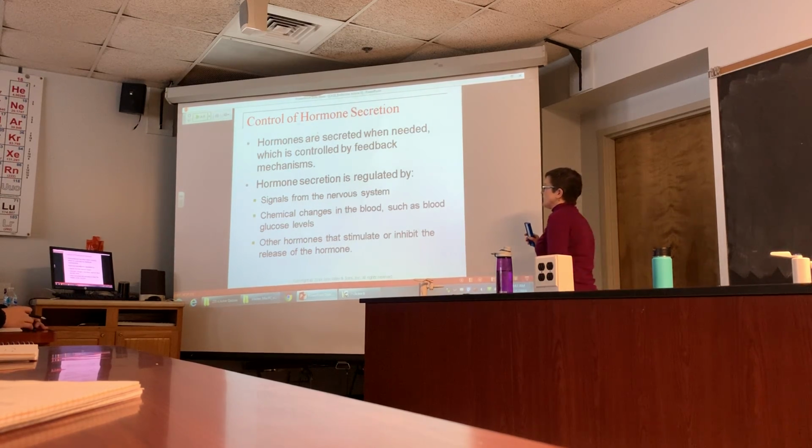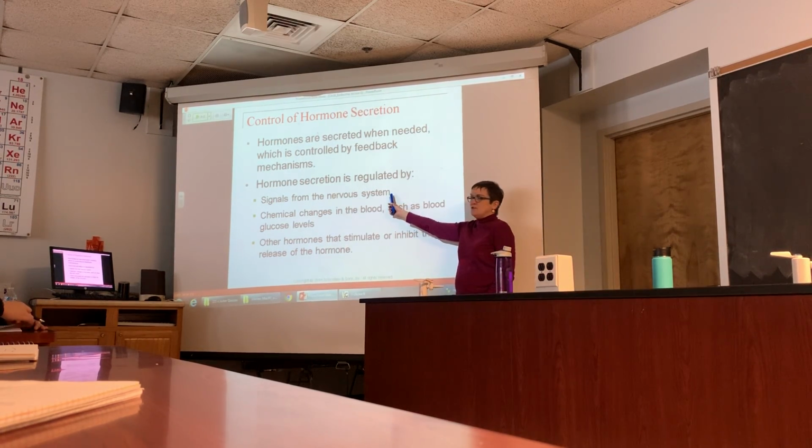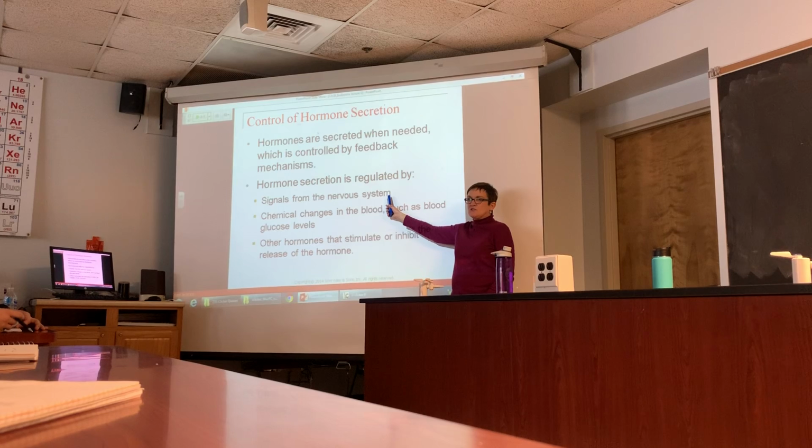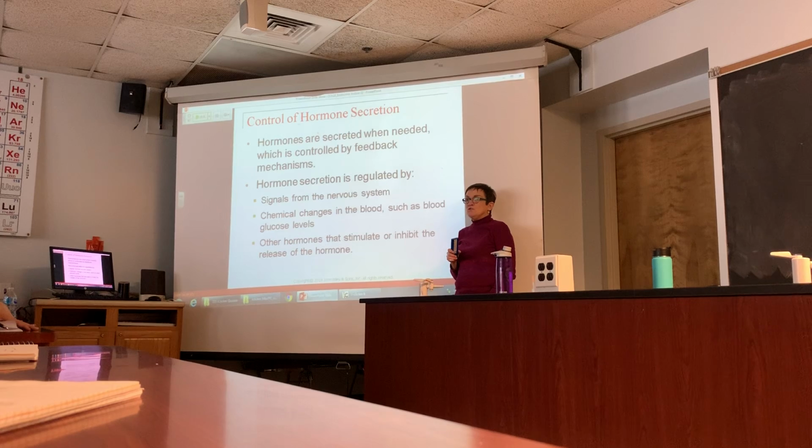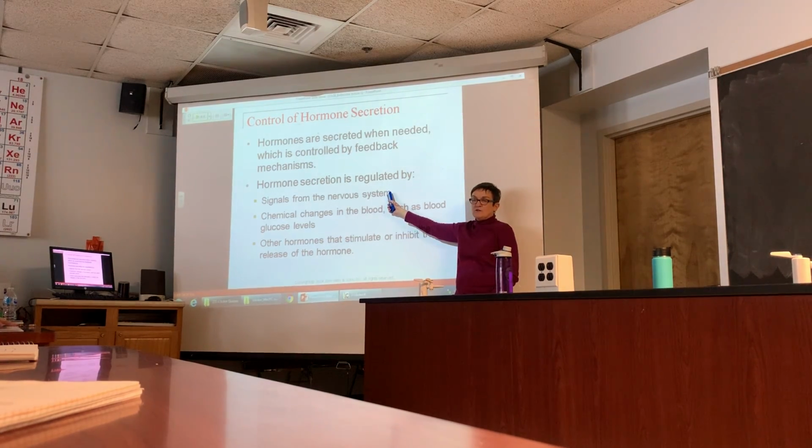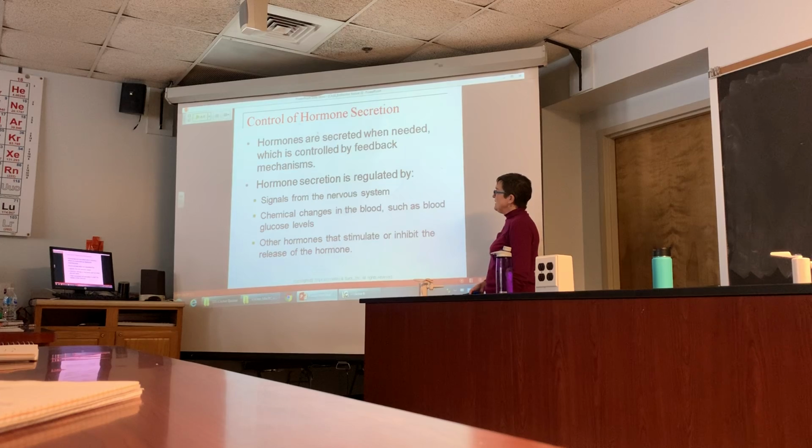Hormone secretion is regulated by the nervous system. Your nervous system can actually stimulate hormone production in some cases. For example, your sympathetic nervous system, that's the fight or flight system, stimulates your adrenal medulla to produce adrenaline or epinephrine. That would be a nervous system control. Your nervous system stimulates the adrenal gland to produce adrenaline.